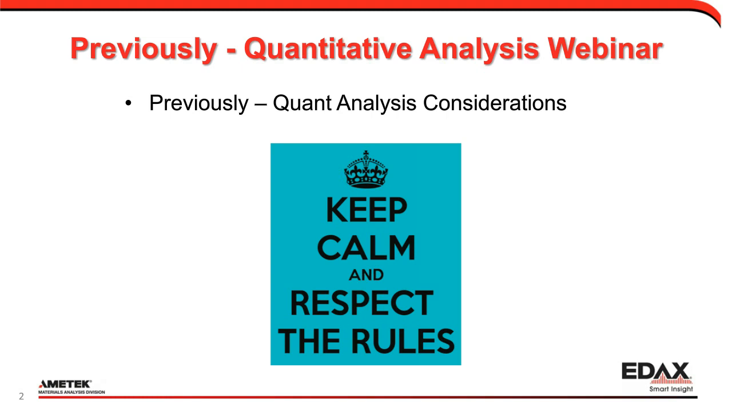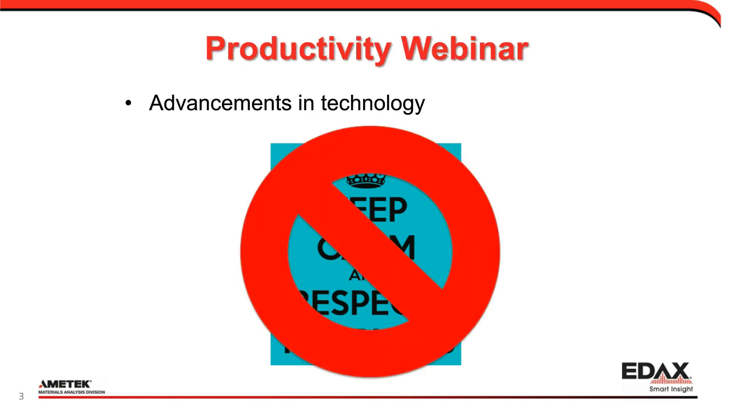In this webinar, though, we're going to take a different approach. This webinar talks about productivity and specifically how we can use advancements in the latest silicon drift detectors and software programming to really break the rules. These are the traditional rules of thumb and standard practices that many of us longtime microanalysts have been following for many, many years. These days, with the latest advancements, we're actually able to change the whole paradigm of how we can do microanalysis, yet still without sacrificing quality.